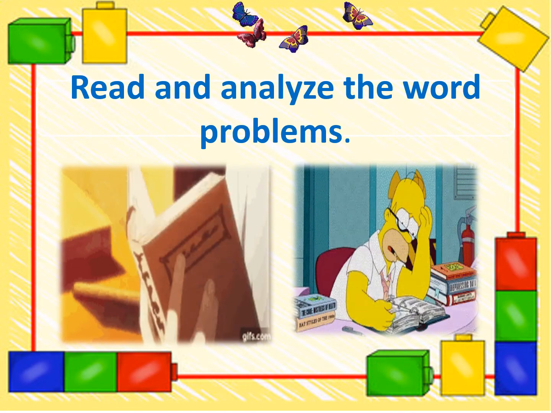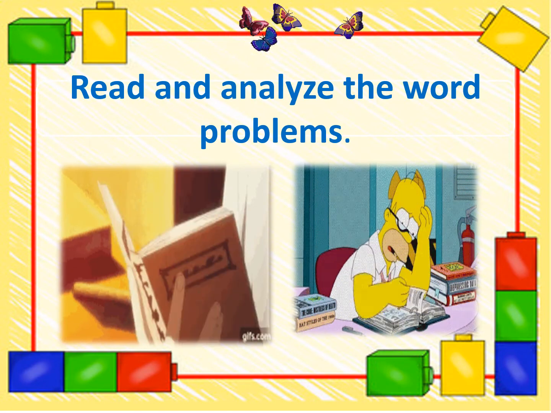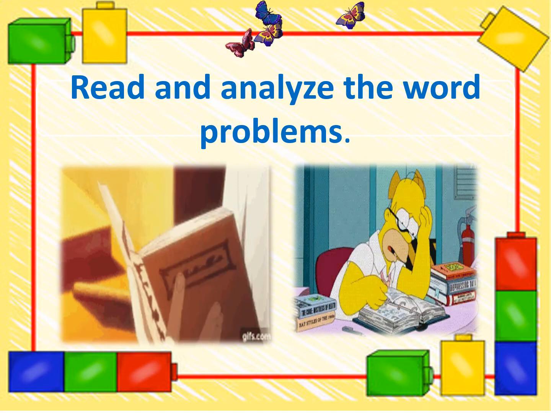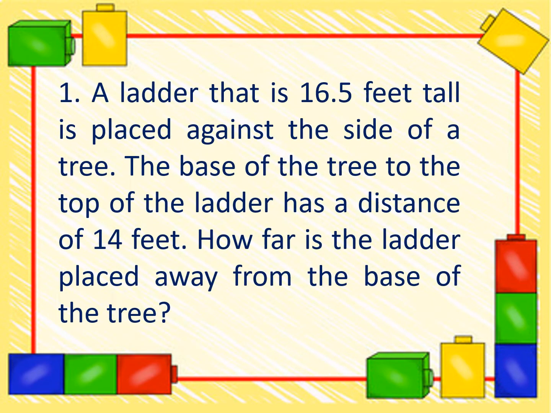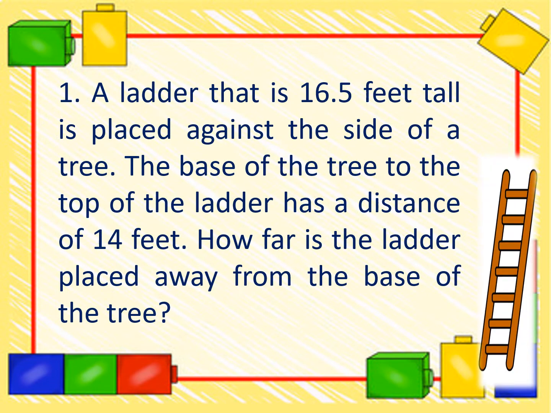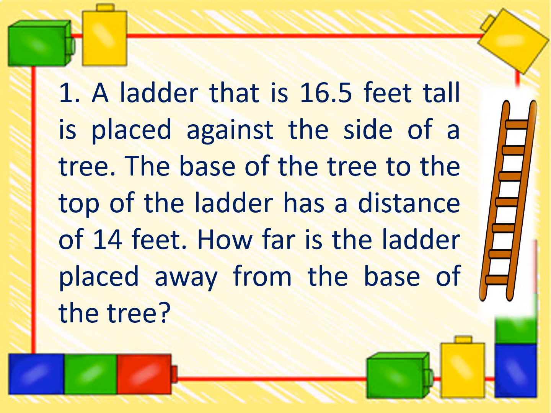It's time for us to read and analyze the word problems. Come join with me. Let's calculate the answer. Let's read this problem. A ladder that is 16.5 feet tall is placed against the side of a tree. The base of the tree to the top of the ladder has a distance of 14 feet. How far is the ladder placed away from the base of the tree?